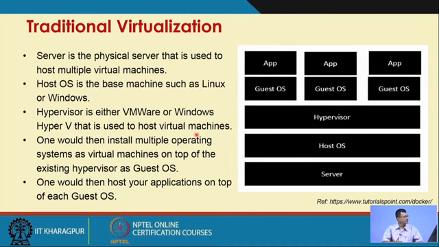One should then install multiple operating systems as virtual machines on top of the existing hypervisor as guest OS. So, this is what we do in the case of an IaaS type of cloud, and then host your application on top of each guest OS. So, this is the way traditional virtualization normally works.